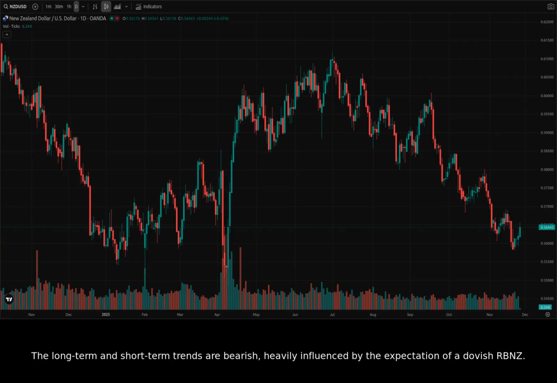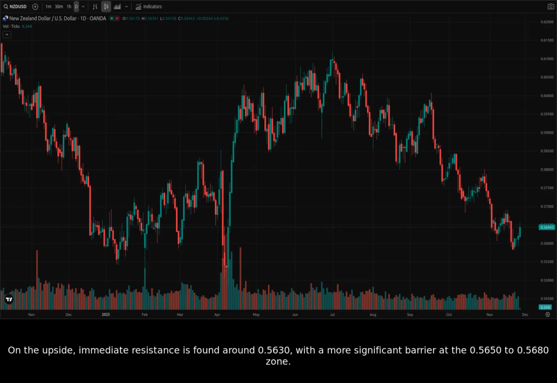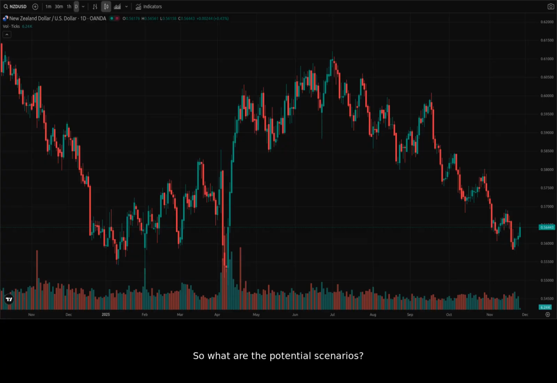So, to recap, let's pull back to the daily chart and summarize the key takeaways. The long-term and short-term trends are bearish, heavily influenced by the expectation of a dovish RBNZ. The critical support level to watch is the recent low at 0.5580. A break below this could open the door to the November 20th low of 0.55748, and then the more significant November 4th low near 0.5530. On the upside, immediate resistance is found around 0.5630, with a more significant barrier at the 0.5650 to 0.5680 zone.